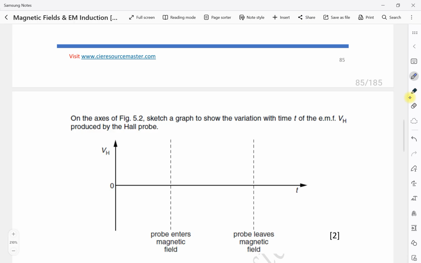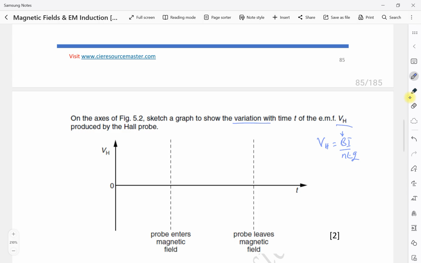On the axis of the figure, sketch a graph to show the variation with the time t of the e.m.f. VH produced by the Hall probe. Of course, we know that outside the poles, because there is no magnetic field, the Hall voltage is going to be zero because VH is equal to BI sin theta divided by ntq. If outside the poles there is no B, then there is no Hall voltage. So outside the poles, before it enters and when it leaves, the line is going to be along the x-axis.